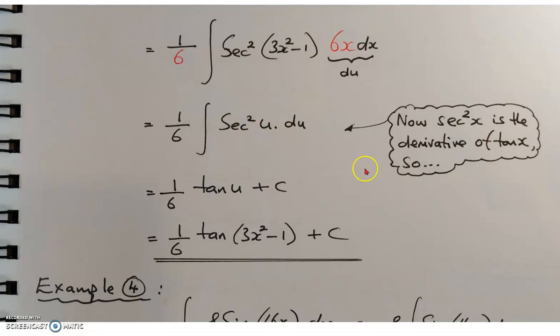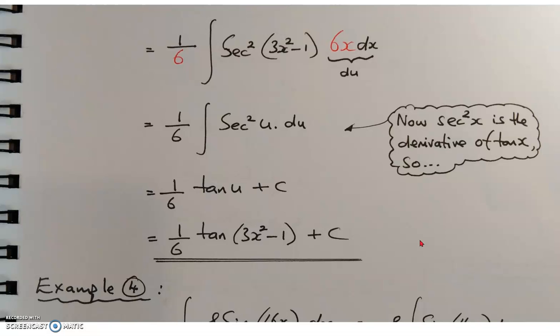So when we do that, we should know, of course, that sec squared u is the derivative of tan u. So I've done my integration, but it's now multiplied by 1/6. So the final answer is 1/6 tan of 3x squared minus 1 plus a constant of integration.